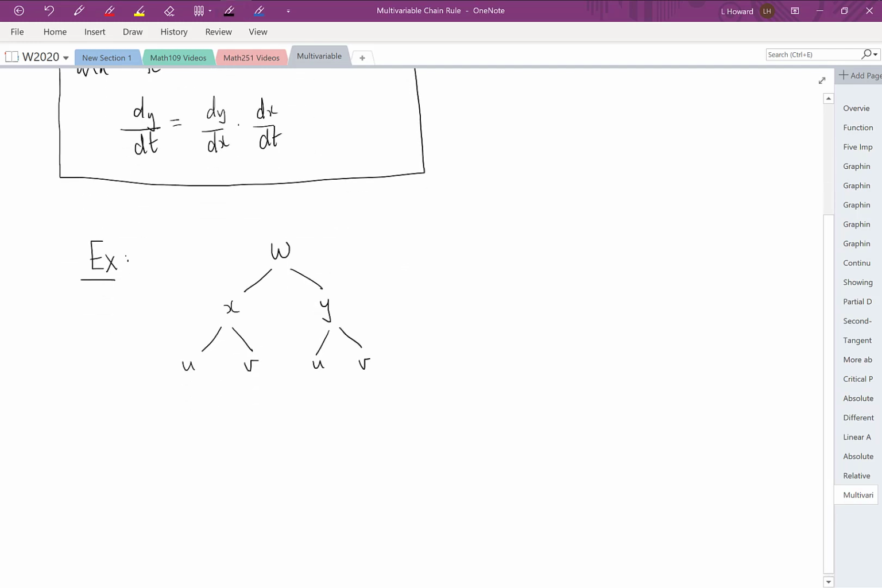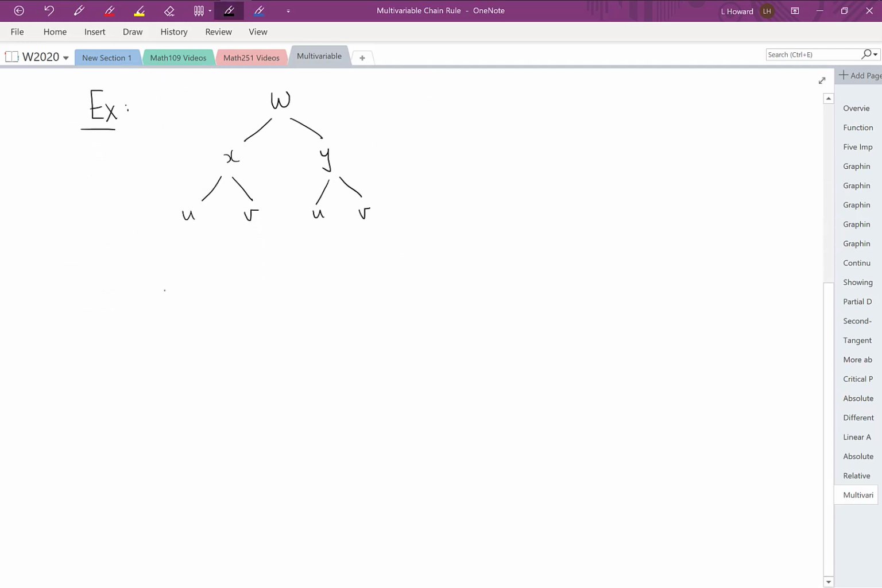Now based on this diagram, let's say we want to find the partial derivative of w with respect to v. So ∂w over ∂v. We want to figure out how w is changing with respect to the variable v. The idea for how we approach this is we're going to look at all the paths in the diagram that start at w and end at v. So there are going to be two different paths.